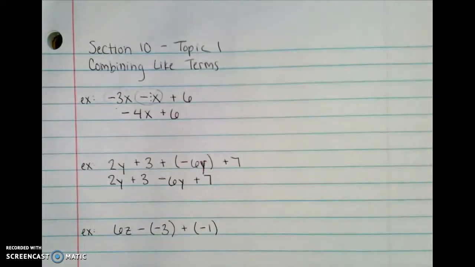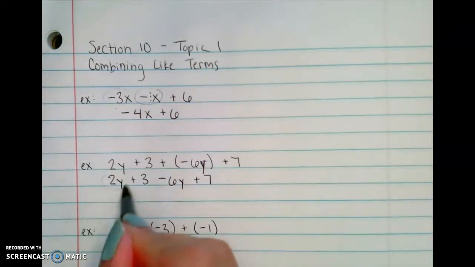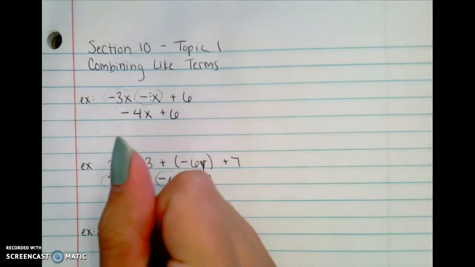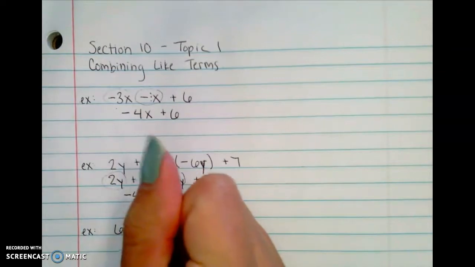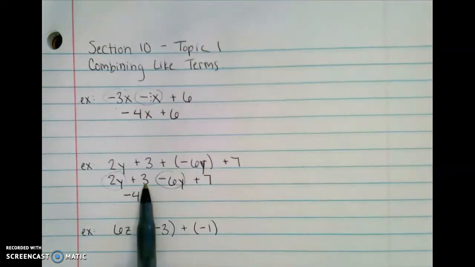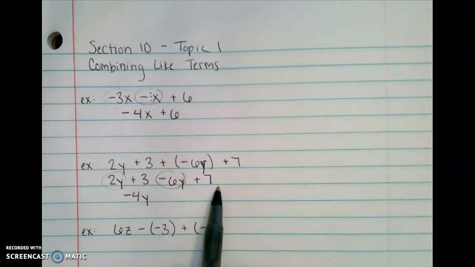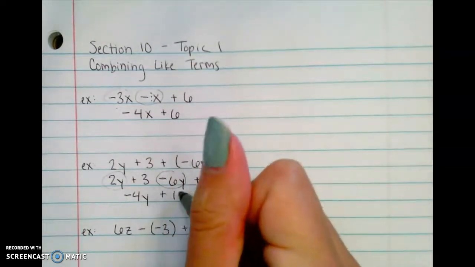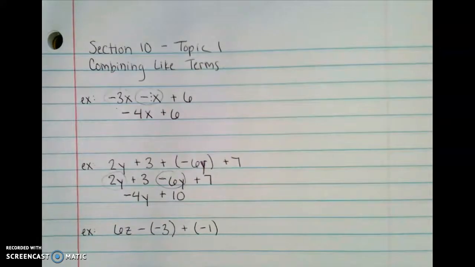That should make it a little bit easier to combine our like terms, because now we're just looking at 2y minus 6y. And 2 minus 6 is negative 4y. We have a positive 3 plus 7. So 3 plus 7 is 10.